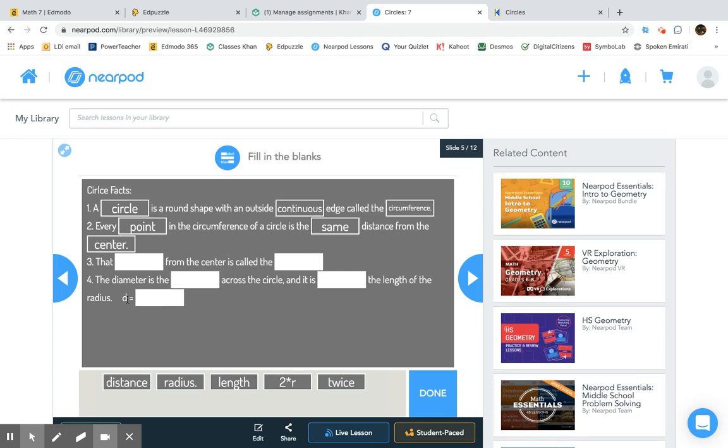Let's look at that one. The diameter equals 2 times the radius. Did I put it in there well? There we go. Okay. And the diameter is the blank across the circle. Is it the length? Is it the distance? Either one of those could work, the length across the circle or the distance.